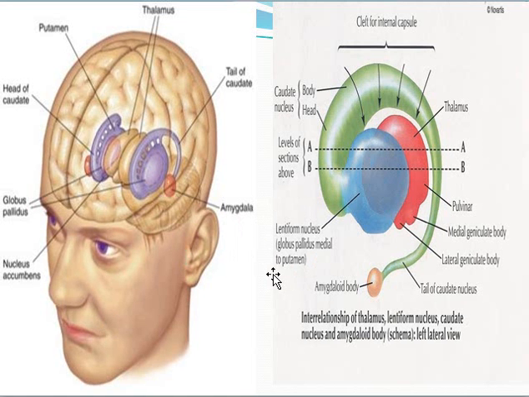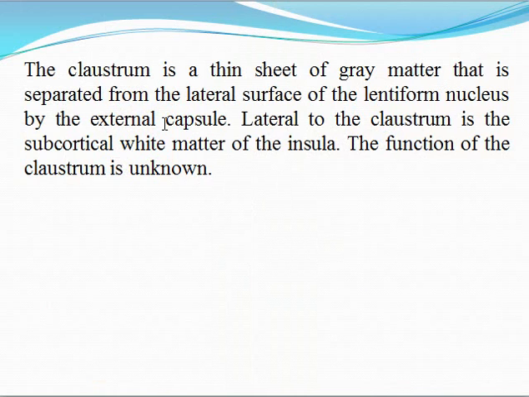This slide shows the basal ganglia, the C-shape, the caudate, this is the head, the body, and the tail attached to the amygdaloid. And this is the lentiform nucleus. The lentiform is composed of two parts: medially the globus pallidus, and laterally the putamen. And this is the amygdaloid. In cross section, now the claustrum is a thin sheet of gray matter, which is separated from the lateral surface of the lentiform nucleus by the external capsule.